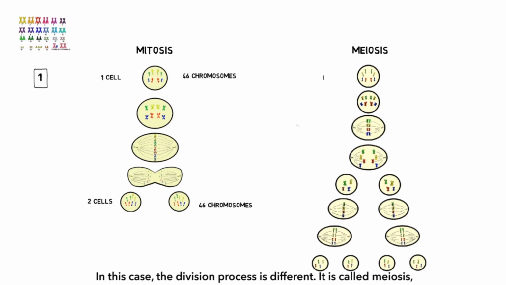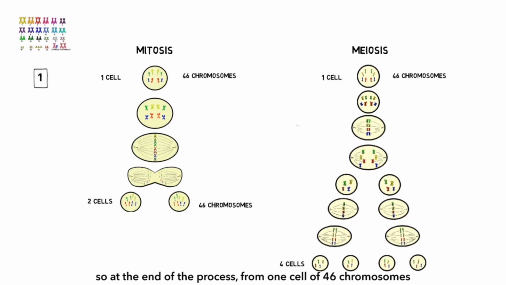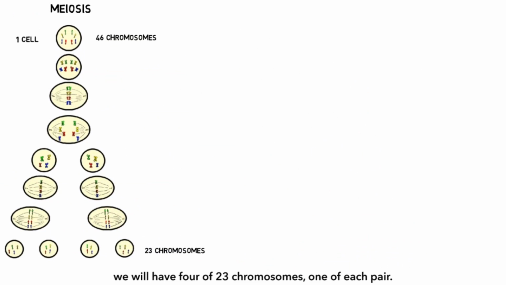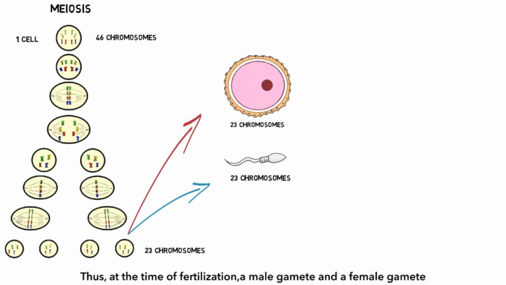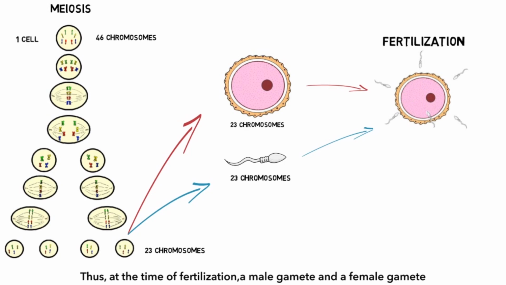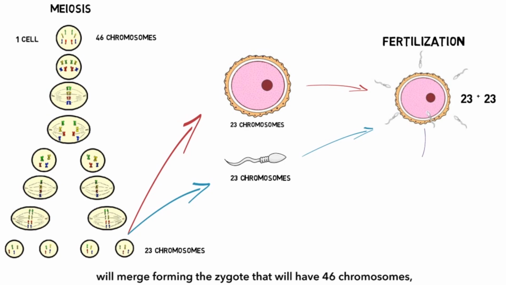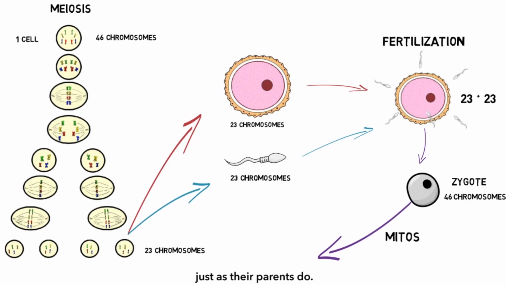In this case, the division process is different. It is called meiosis, and in this, the genetic information is reduced by half. So at the end of the process, from one cell of 46 chromosomes, we will have 4 of 23 chromosomes, 1 of each pair. Thus, at the time of fertilization, a male gamete and a female gamete will match, forming the zygote that will have 46 chromosomes, just as their parents do.